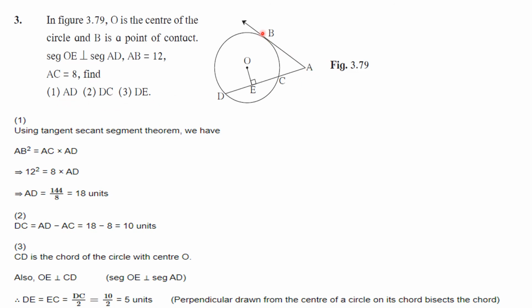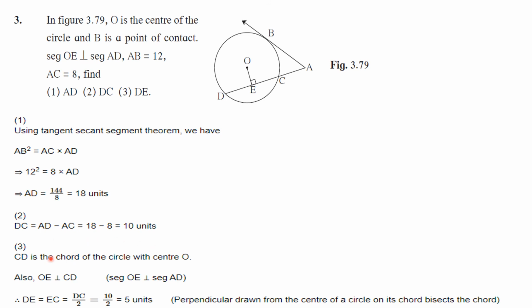AB is tangent to the circle. OE is perpendicular to AD. Use the tangent secant theorem. AB square is equal to AC into AD. Substitute the value to find out AD. DC is AD minus AC.